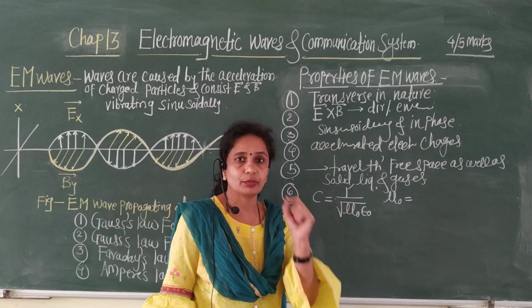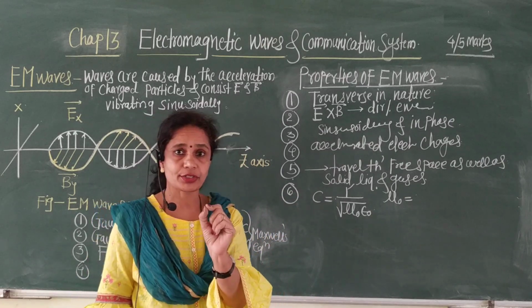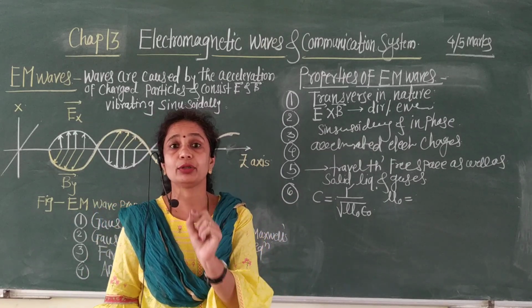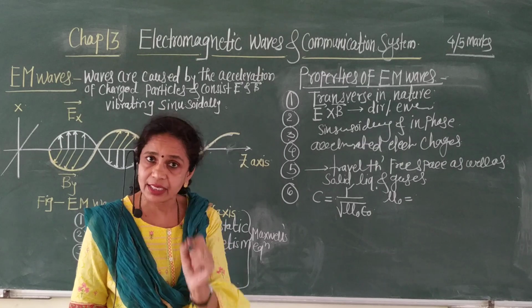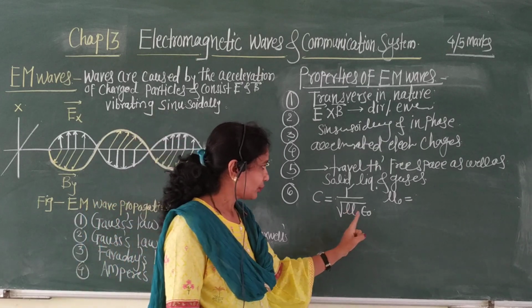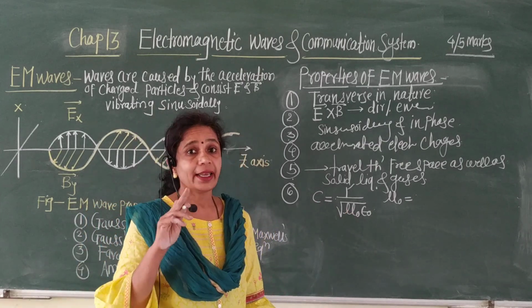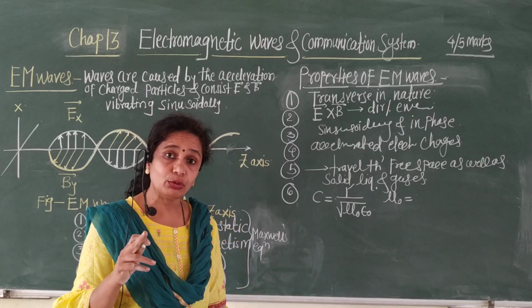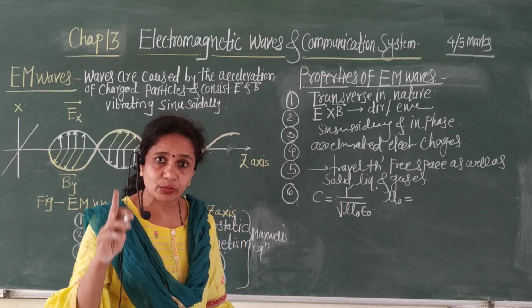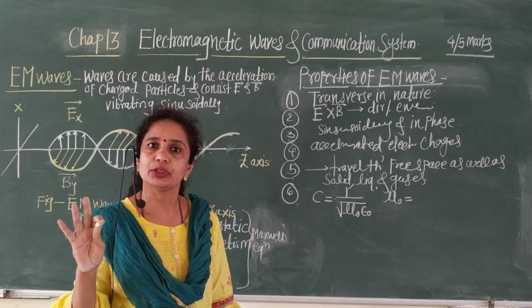What is mu naught? Mu naught is a constant. It is equal to 4 pi into 10 raised to minus 7 in SI unit. Epsilon naught is equal to 8.85 into 10 raised to minus 12 in SI unit.